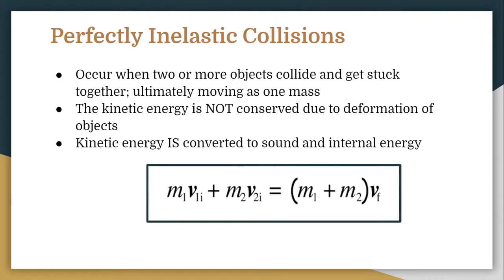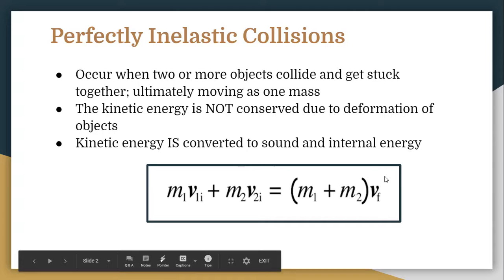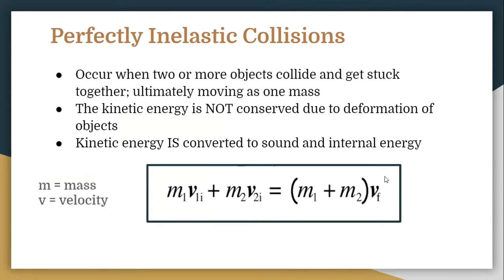This is the equation for these types of collisions. As you can see, in the beginning, there's two different objects with two different masses and two different velocities. However, after the collision, they ultimately become one object with one mass and one velocity. The variable m equals mass and the variable v equals velocity.